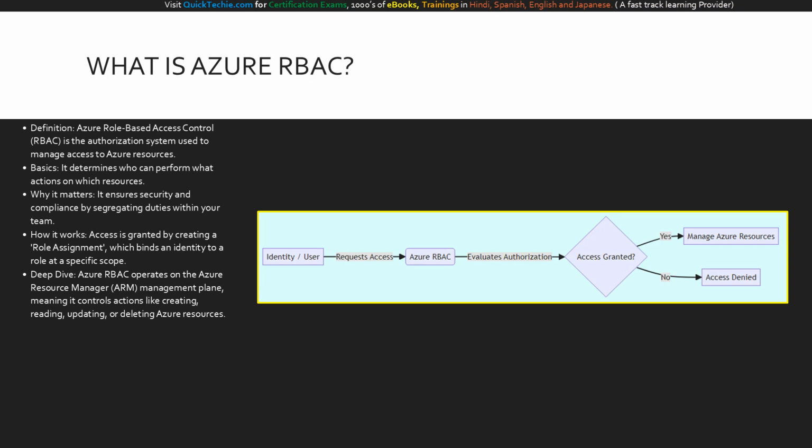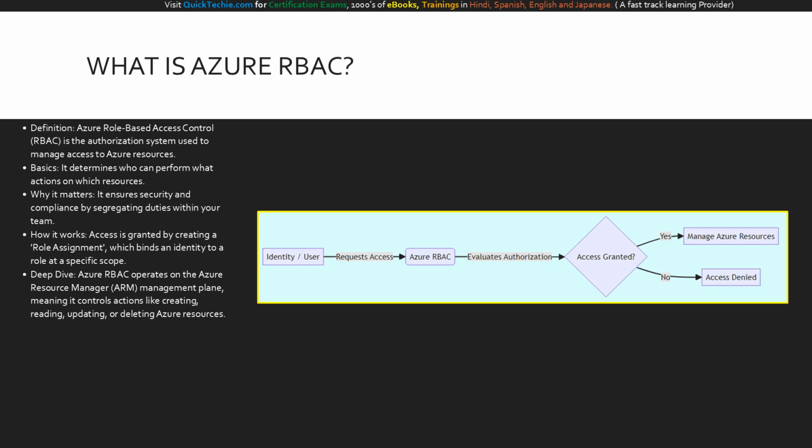Looking at our first bullet, Azure Role-Based Access Control is Microsoft's authorization system for managing access to your Azure resources. The basics are simple. It defines who can do what to which resources. Why do we use it? Well, it's essential for security and compliance, allowing you to segregate duties rather than giving everyone global admin rights. How does it function? It works by creating what we call a role assignment.